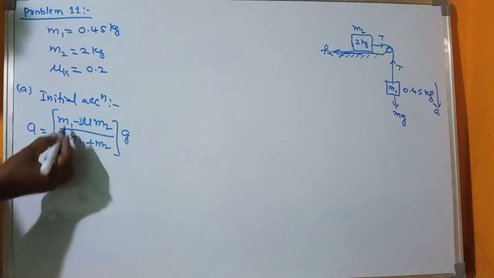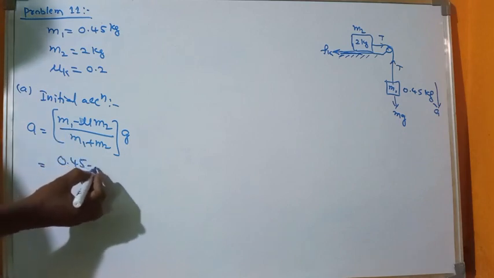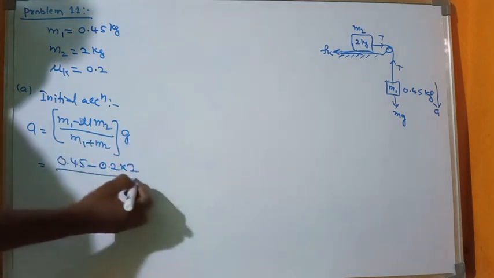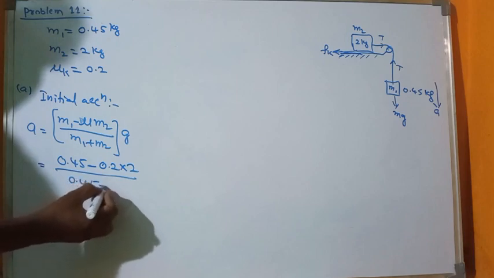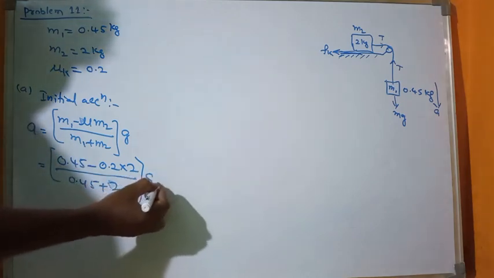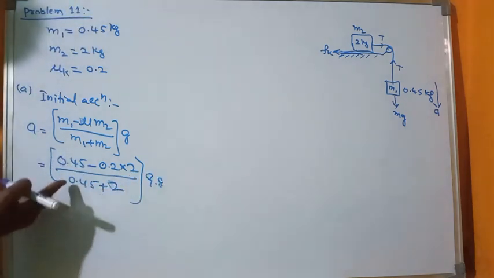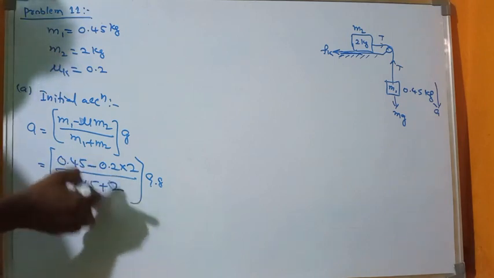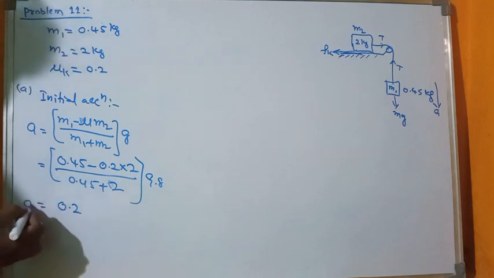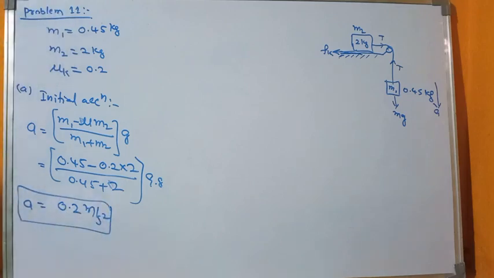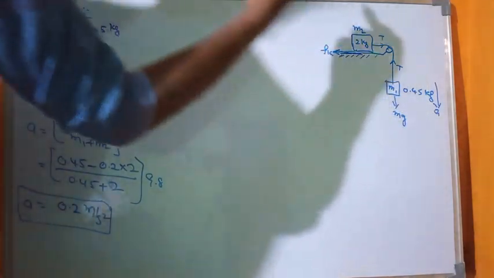Then that is equal to, what is m1? 0.45 minus mu, which is 0.2, times m2, which is 2 kg, by 0.45 plus 2 kg, into 9.8. After calculation of all this we are getting 0.2 meters per second square. This is the initial acceleration of the block m2. This is m2 and this is m1.